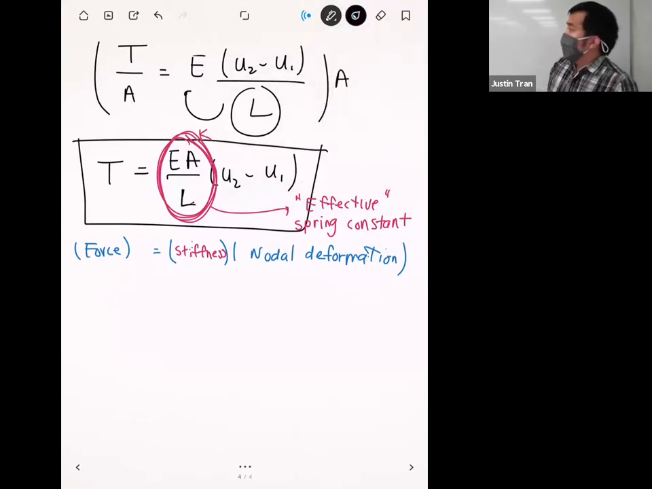Since this equation right here takes a very similar form as our spring equations that we covered last week, what we can argue is that our truss element stiffness matrix should look very similar to our spring one.